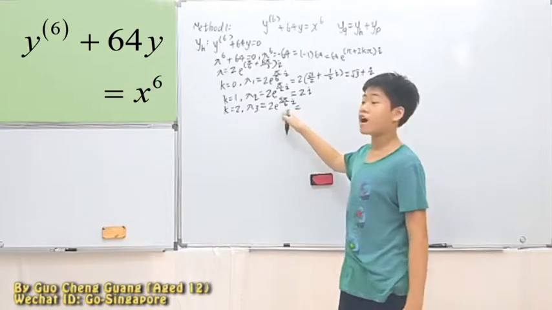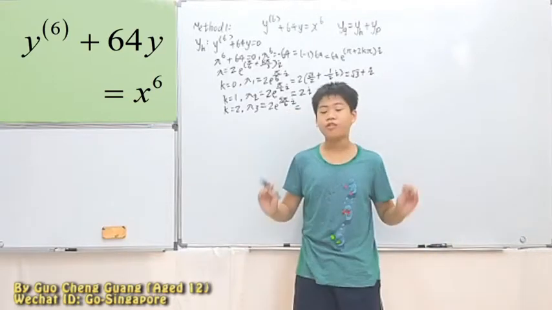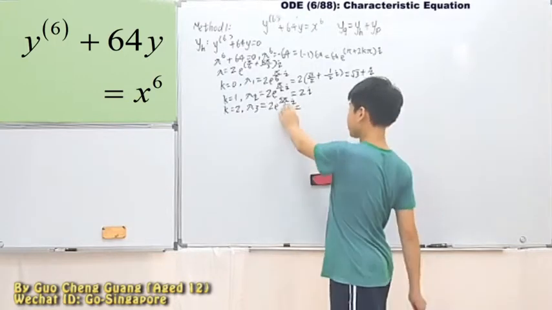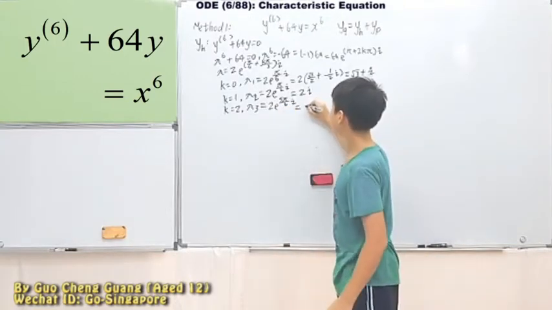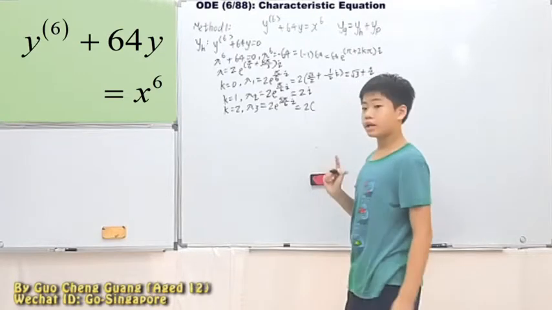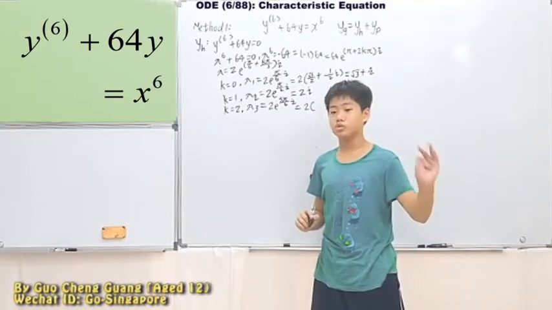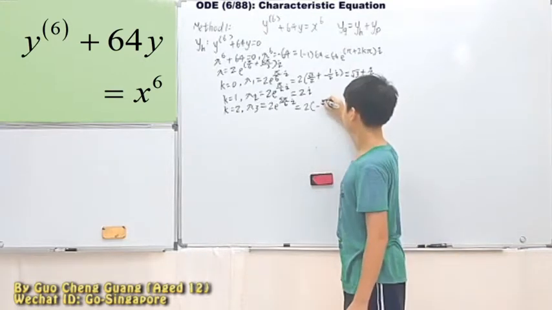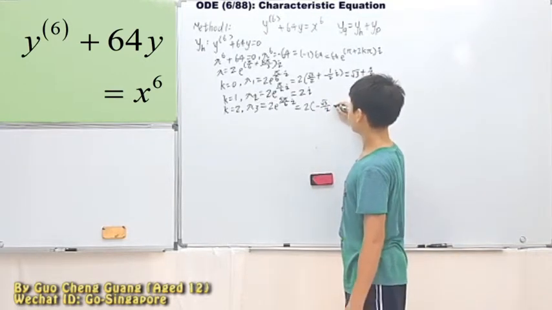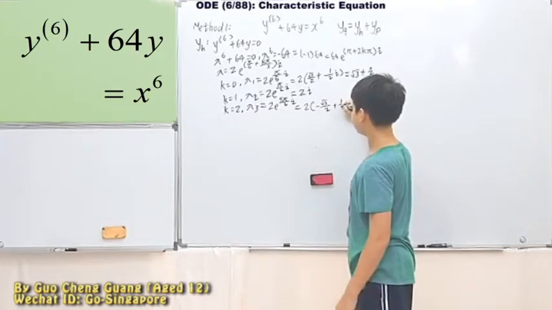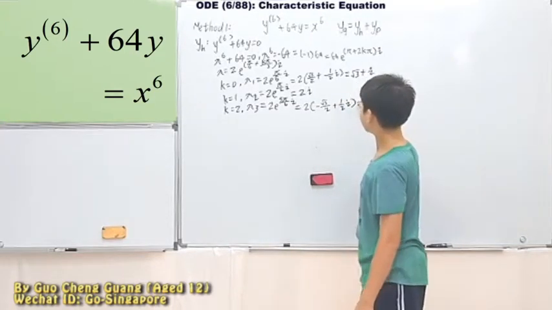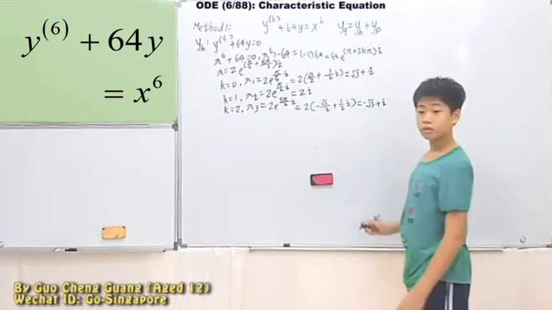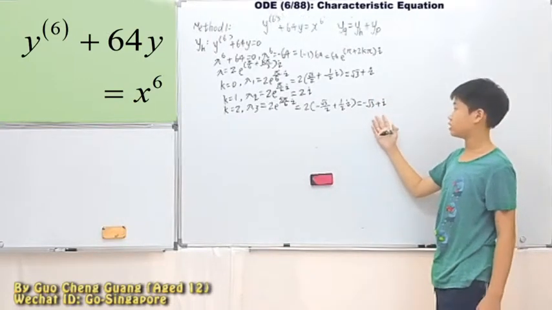For example here, 5 pi over 6. Now for 5 pi over 6, that will be the second quadrant. The second quadrant is for sine and cosecant. Then it will be a negative cosine, then positive sine. Okay, this is your lambda 3.